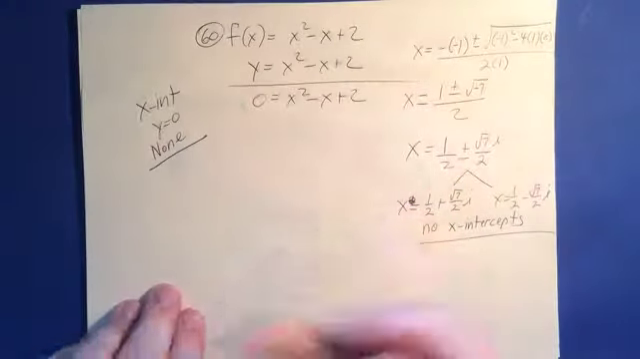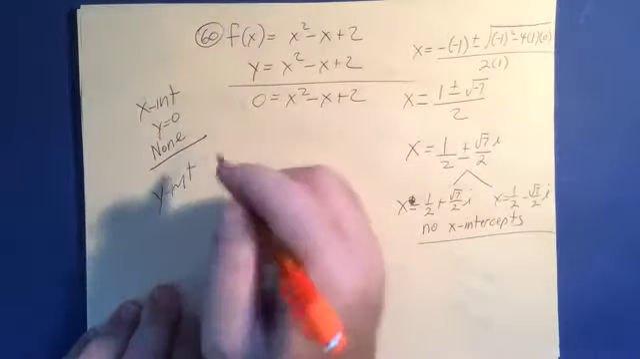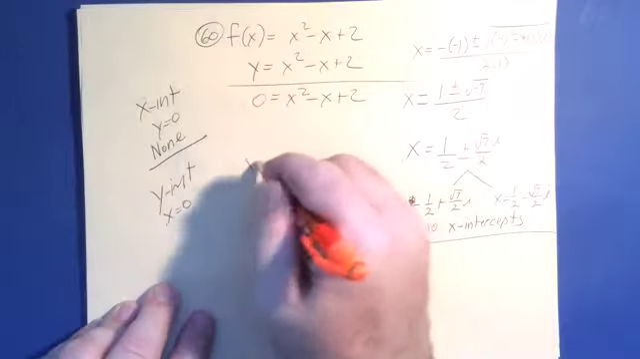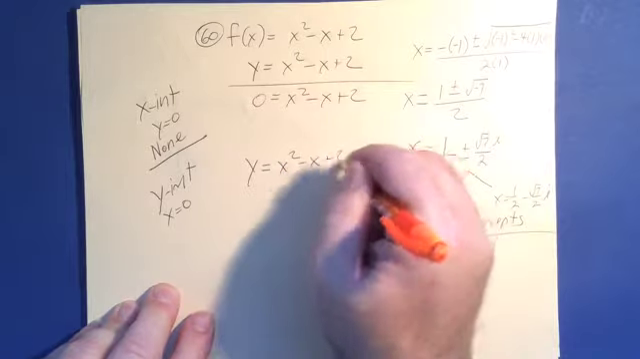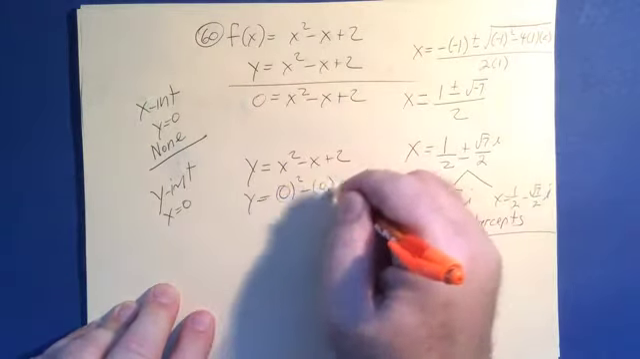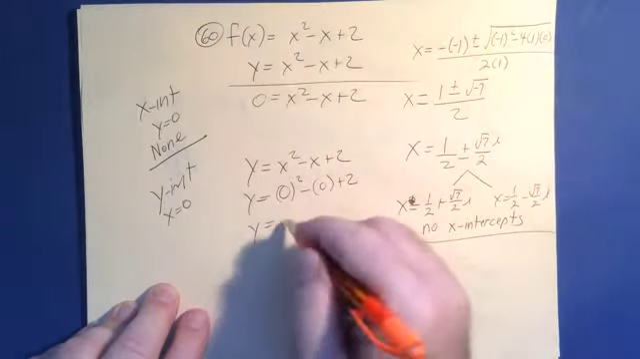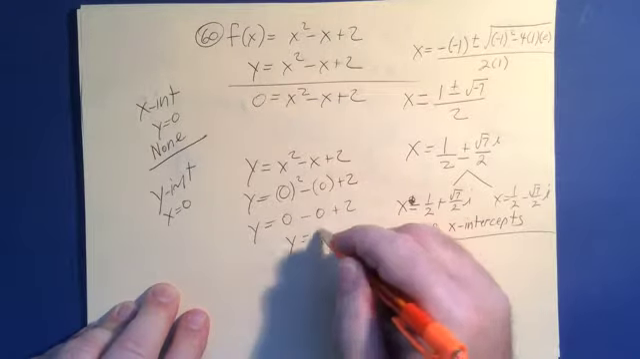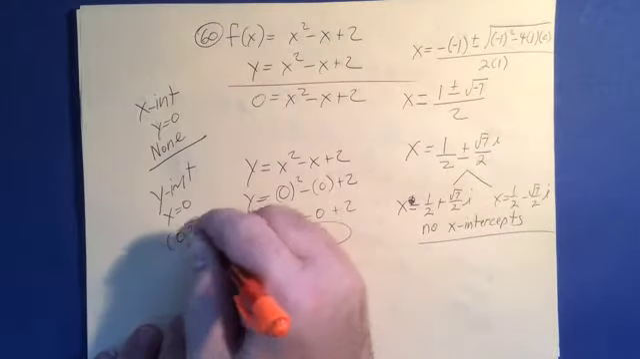So let's go ahead and see. For that one, we're going to do the y-intercept. And for the y-intercept, we're going to let x equal 0, and we're going to go ahead and put that in. So let's rewrite the function again. When we do that, we're going to get 0 squared minus 0 plus 2. Well, 0 squared is 0, minus 0, plus 2. Well, yeah, it does appear to cross at 2. So our y-intercept is going to be (0, 2).